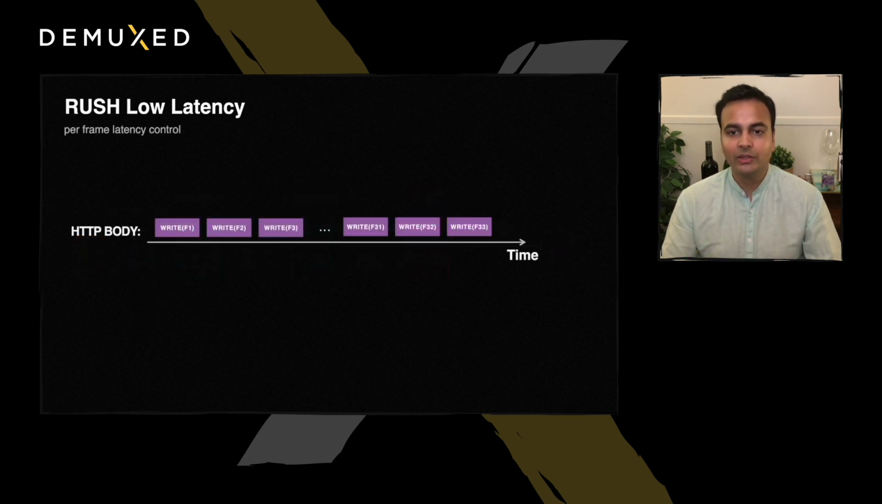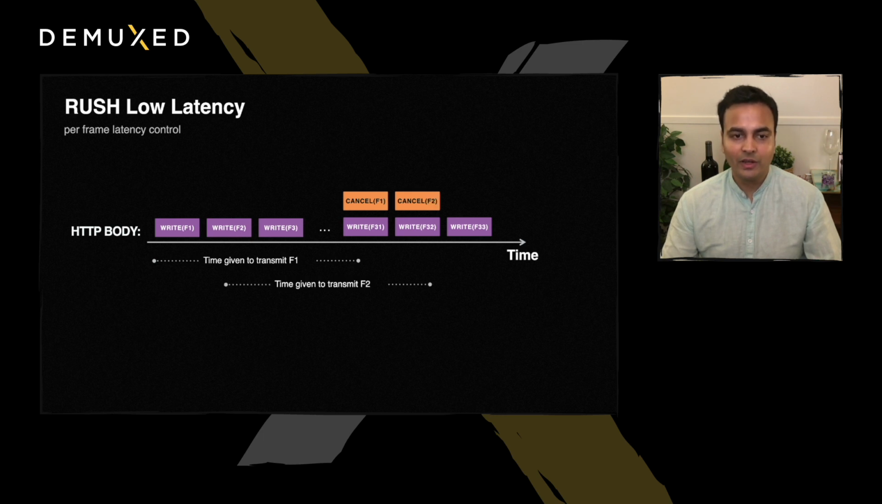For even lower latency scenarios, you may want to have more fine-grained control. That is also possible with Rush. What you can do is, after you write a frame to the HTTP body, you can set a delivery timeout. Once the delivery timeout fires, if you have not gotten the acknowledgement for the frame, you can simply cancel the transmission for the frame. If you do that for every frame, you can make sure that all frames get an equal time to be transmitted, and you can make sure that none of the frames are taking more time than the desired latency for the application. This requires support from HTTP and transport, but it can be done.